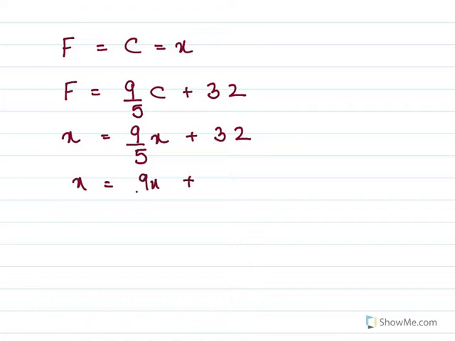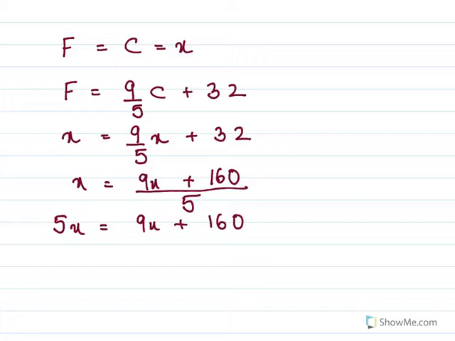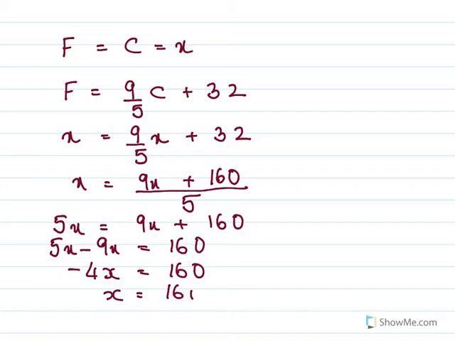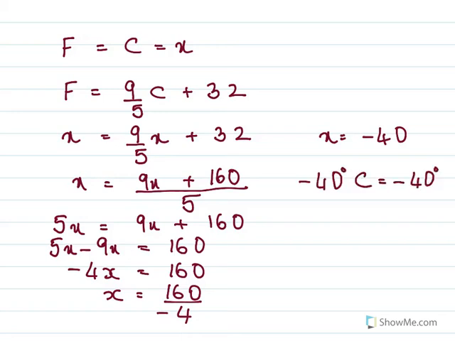So here I get x equal to 9x over 5 plus 32, the LCM is 5, and this is now 160. So I cross multiply, 5x equal to 9x plus 160. I take the 9x on this side, so I get 5x minus 9x equal to 160, minus 4x equal to 160, and your x equal to 160 over minus 4. So x equal to minus 40. So minus 40 degrees Celsius equal to minus 40 degrees Fahrenheit.